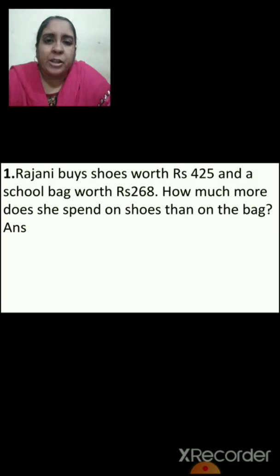So, you should read the question first twice because you have to write the statement in a word problem. You have to write the statement and then you have to do the sum. So, first you will again read the question. Rajni buys shoes worth rupees 425, right? So, what will be your first statement?